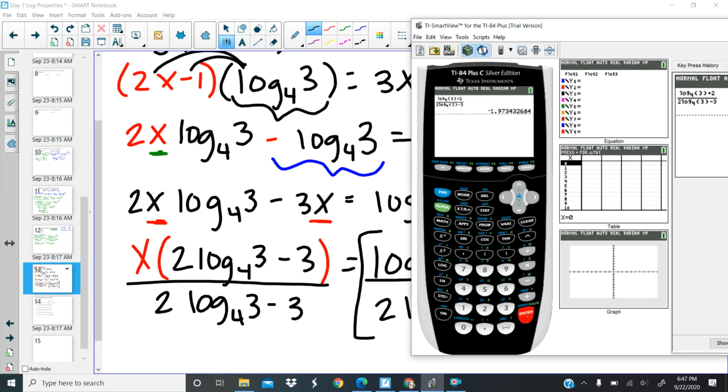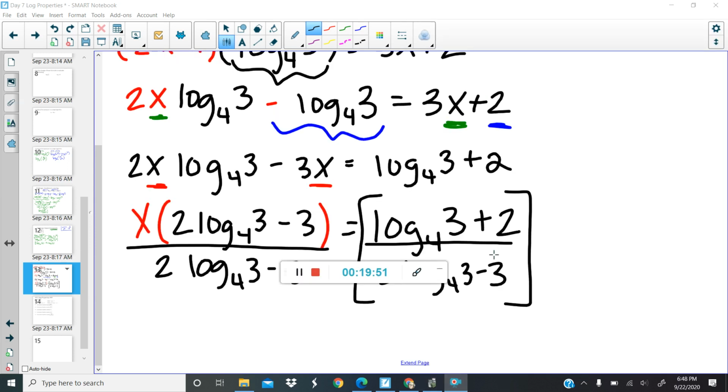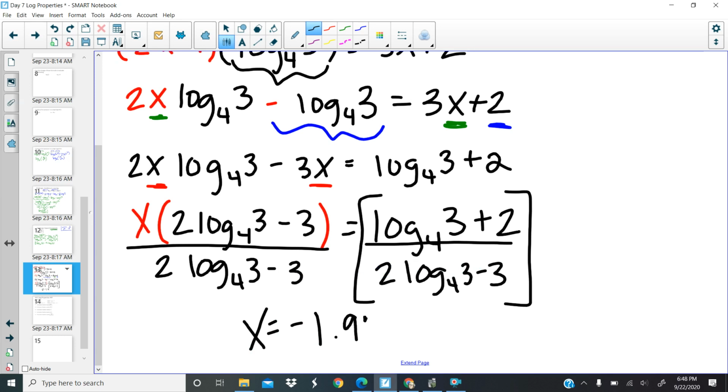And that gives us negative 1.97 as our x. So then I had x equals all of that big number that's in the brackets, and that worked out to be just negative 1.97.